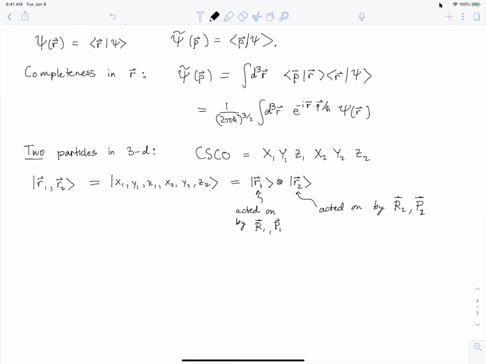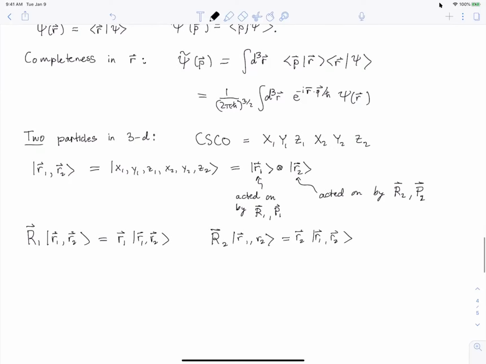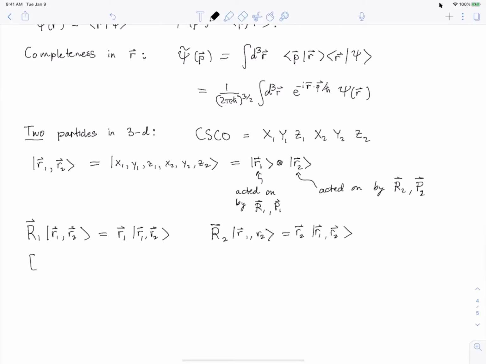It just does nothing. So what that means is, for example, R1, the operator, acting on the state R1, R2, doesn't care what R2 is, so it just returns the ordinary vector R1, multiplying the state. And similarly for R2, acting on one of these states that are eigenstates of the complete set of commuting observables, it just gives you back R2 times the state R1, R2. Okay, and then you can write down all the commutators.